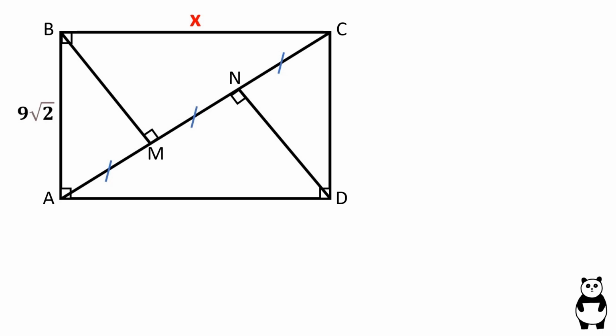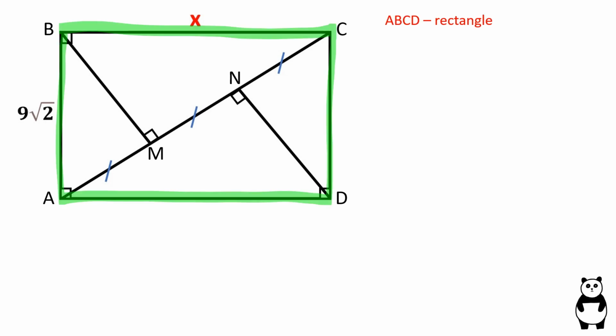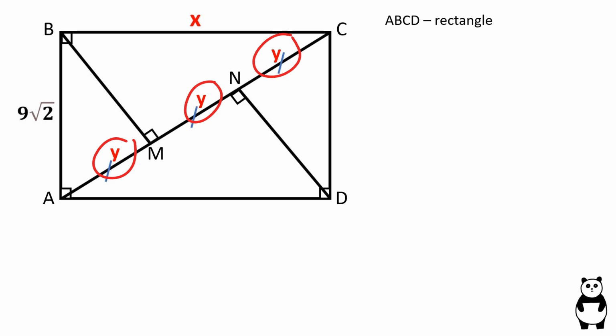Let's solve this problem. If you'd like, you can click the pause button and try to solve this problem yourself before you watch the video. ABCD is a rectangle. Let's represent congruent segments AM, MN, and NC as Y.